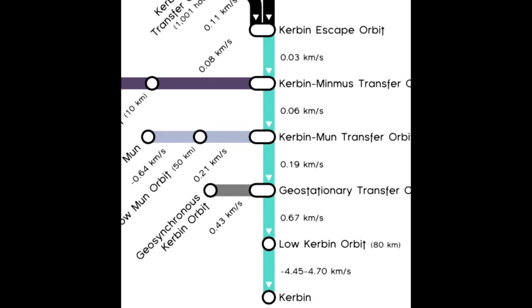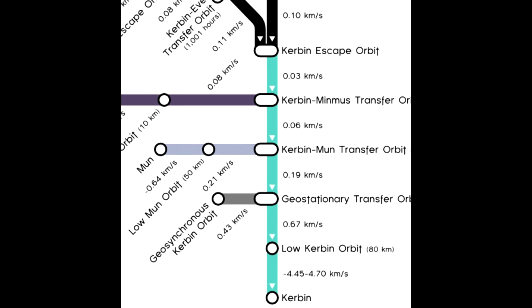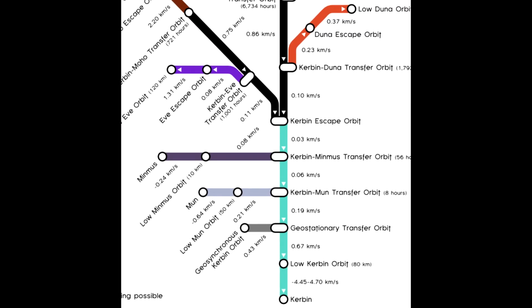So for example, if we work backwards from the Moon, it's 0.64, and then it's an extra 0.21, then 0.19, then 0.67. But once we reach low Kerbin orbit, we don't need to expend all that in order to actually be able to reach Kerbin again. We can just use the atmosphere and our parachutes. So that's another thing to bear in mind with these charts.